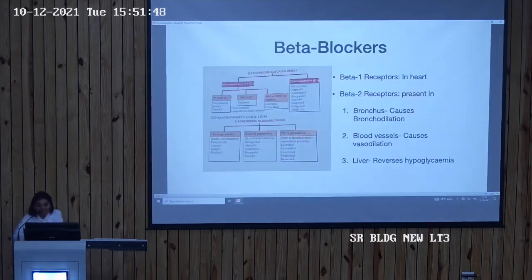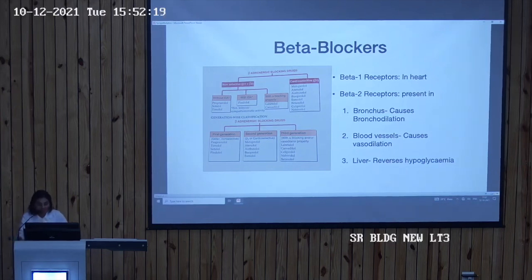Beta blockers. Beta blockers are further divided into non-selective and cardioselective. As we know, beta 1 receptors are found in the heart, so the first classification of drug would be cardioselective, since beta 1 receptors are present in our heart. In the non-selective one, we have beta 1 and beta 2 receptors, so the drugs acting on these receptors will be blocking beta 1 as well as beta 2.